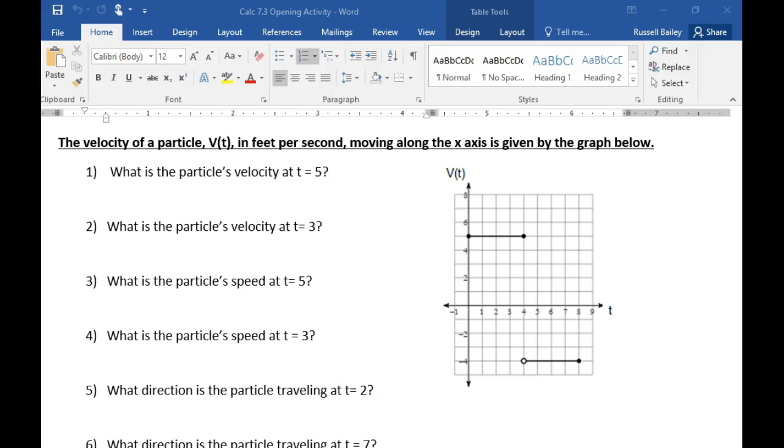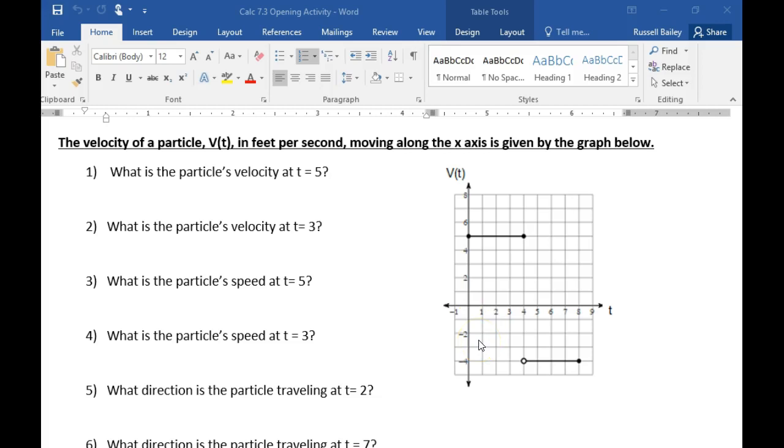All right, so the velocity of a particle, v of t, in feet per second, moving along an x-axis is given by the graph below. First of all, we've got to wrap our minds around something that's difficult here. This is not a graph representing the particle's location. This is a graph telling me the particle's velocity at any given time. So you can't see this particle. In fact, I was careful to label this as the t-axis so you don't think this is the axis it's moving on. It's not. This is time. Okay? And then this is speed.